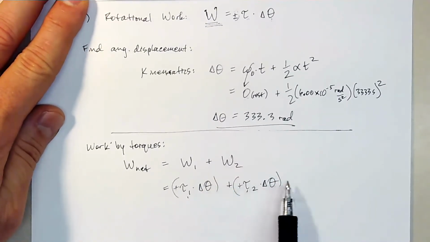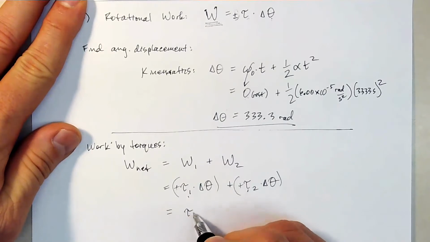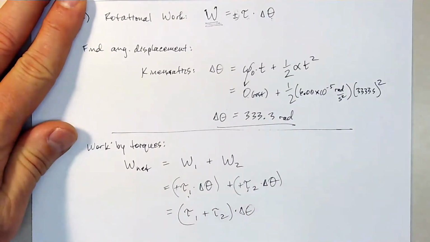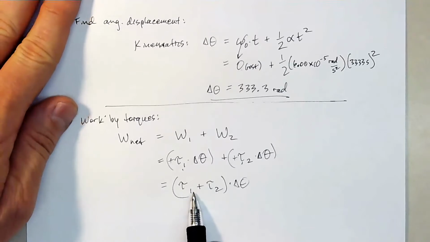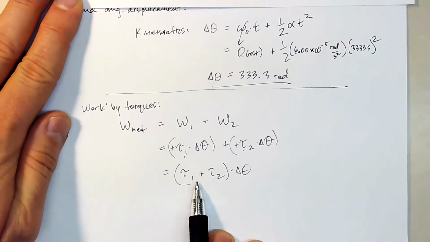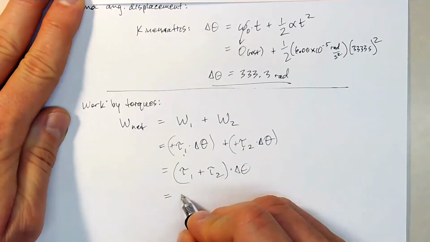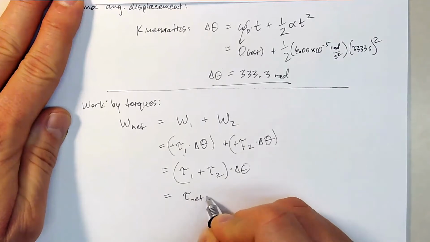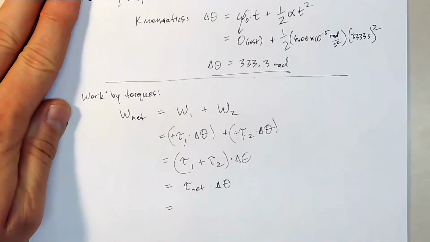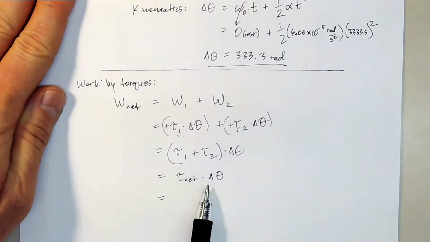So I can pull that out to the side. So this becomes torque 1 plus torque 2 times delta theta. Oh, and behold, that's my net torque, which is the answer to part A, right? So this is just the net torque in part A, okay, which shouldn't surprise me, right?